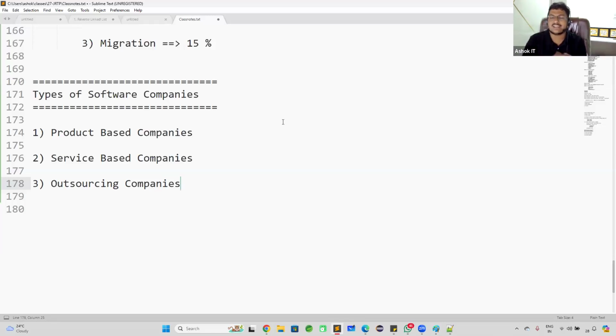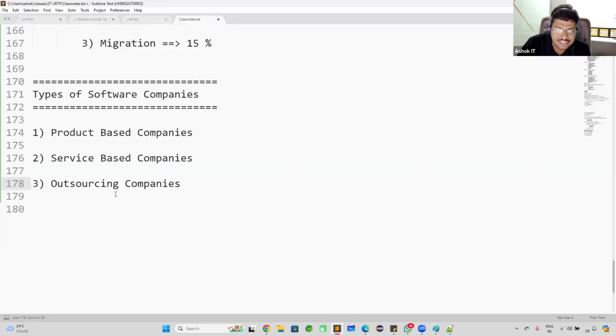If you see in the software industry, thousands of companies are available. All these companies we can categorize into three types, guys. First one is called product-based company. Second one is called service-based company. Third one is called outsourcing company.